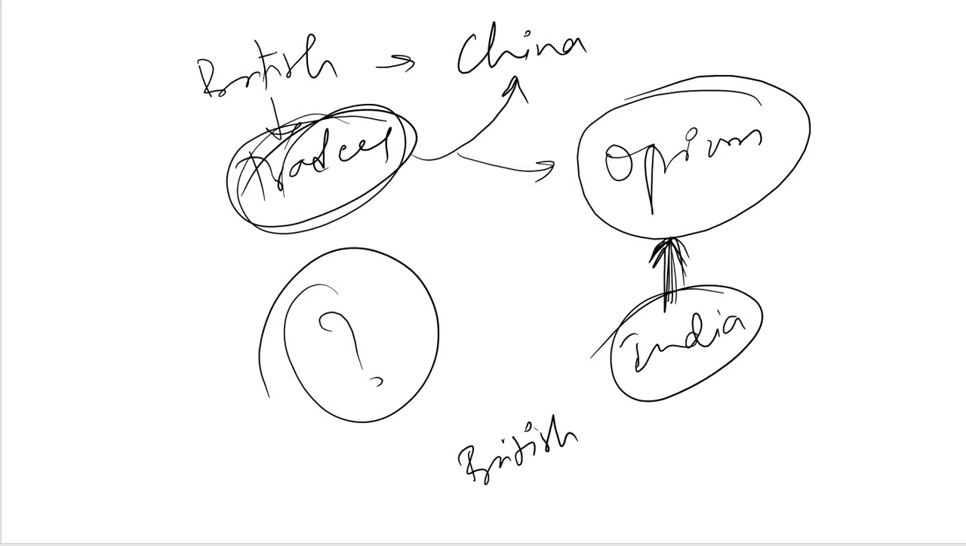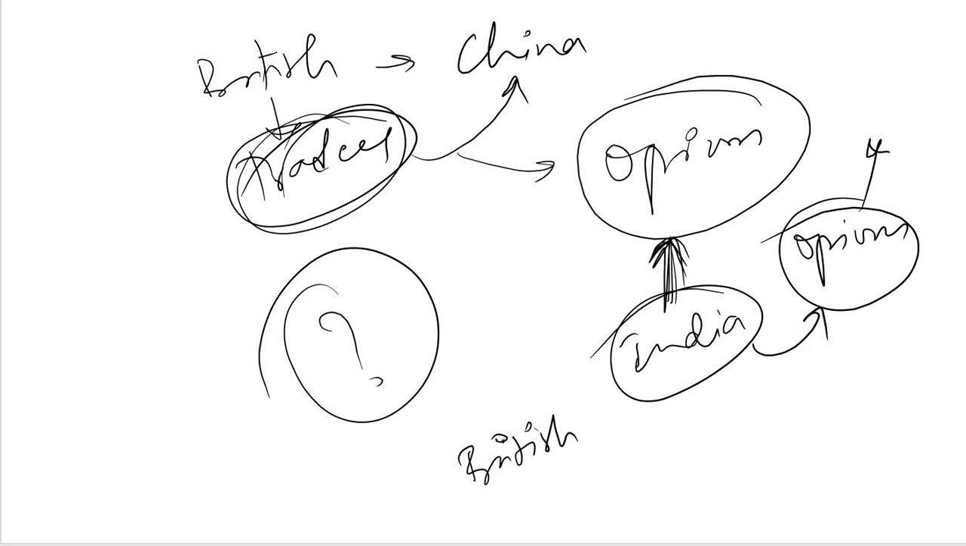The British people were ruling India. At that time, agriculture was the main occupation, and the cost of labor was very less. So what the British thought was, they told the Indian farmers to grow opium, and then they exported this opium, which was being grown by the Indians, into China.